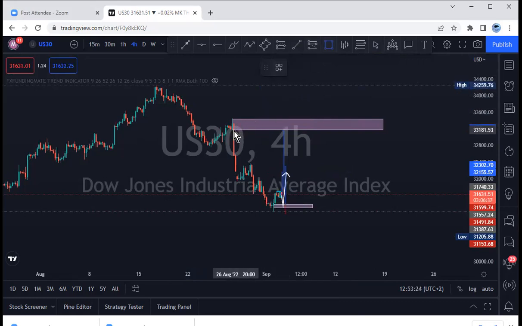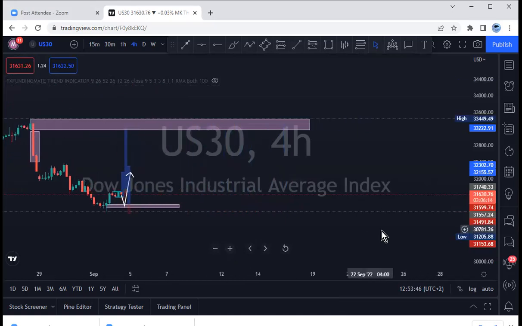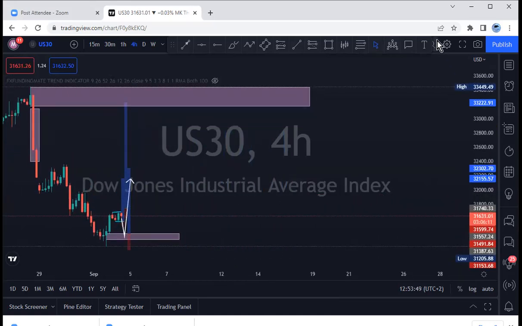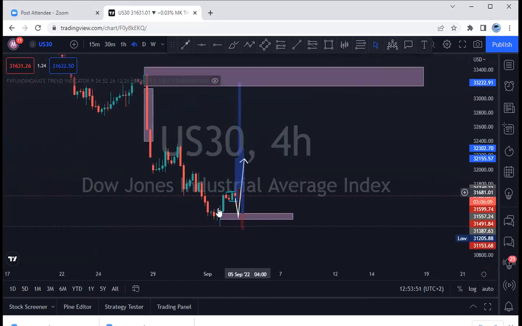Because if you can see here, price is imbalanced. We have this imbalance here, so it must be filled. So this was US30. So we are looking for something like this, but I believe it's going to go up from where it is, because we have this structure here, some sort of an angle. So the possibility of it going to the upside is high.